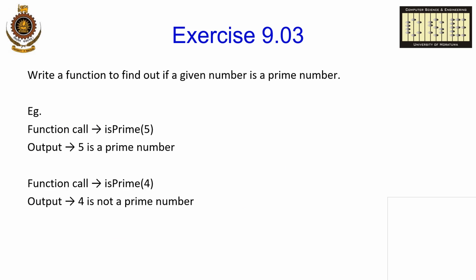Now it's again your turn to write a Python program to achieve the following. Exercise 9.03: write a function to find out if a given number is a prime number. The program should ask the user for an input number, and then check if that number is a prime number and say if it is a prime number or not. Think about what kind of function call you would like to use and what kind of function you have to write, and then implement it.